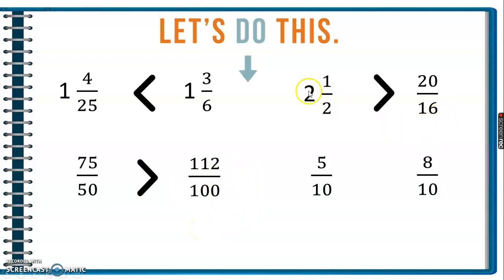Next, 2 and 1 half. And then 20 over 16 is less than 2 and 1 half. Next, last example, 5 over 10 and 8 over 10, they have the same denominator. So what we're going to do is compare the numerators, right? So therefore, 5 is less than 8. Do you understand? So let's proceed.